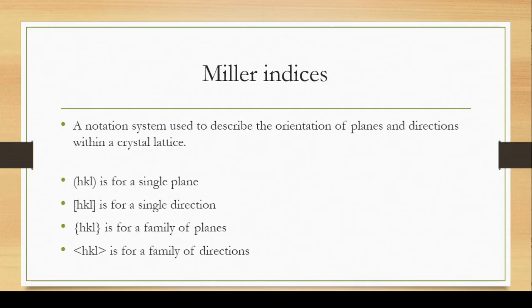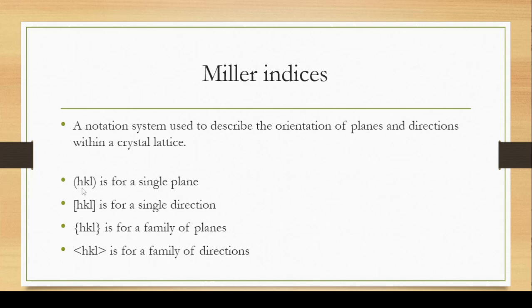So now let's discuss the Miller indices. We have to figure out how to notate the planes and directions within the crystal lattice. So there will be some kind of intersection, right? When we construct it, we have to find out how to notate them. So this is where the Miller indices come into play.